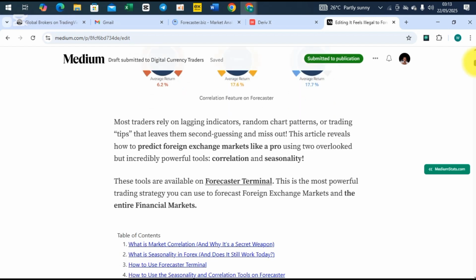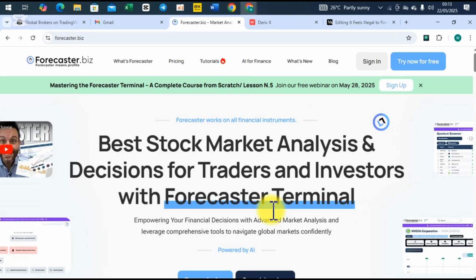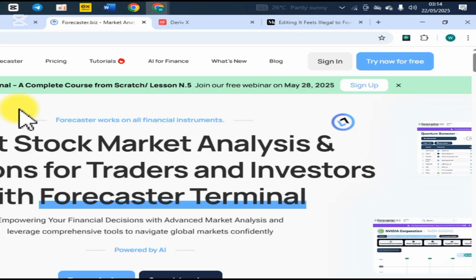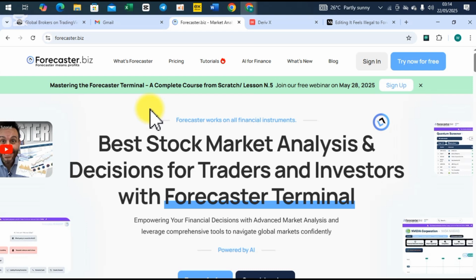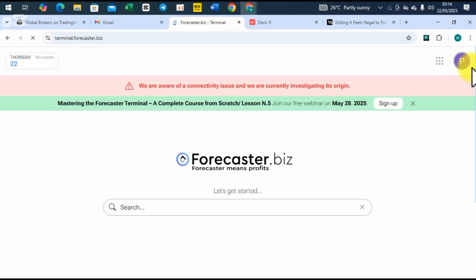And we shall find these tools on Forecaster Terminal. Let's go. So this is the home page of Forecaster Terminal. Seasonality and correlation are found on this website, Forecaster Terminal, and this is how it looks like. So upon reaching here, you want to sign in, and I will click on sign in. If you don't have an account, of course, that is a sign up. So let me sign in. So I'm already signed in immediately.